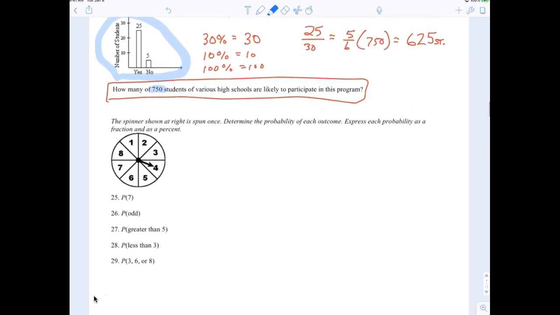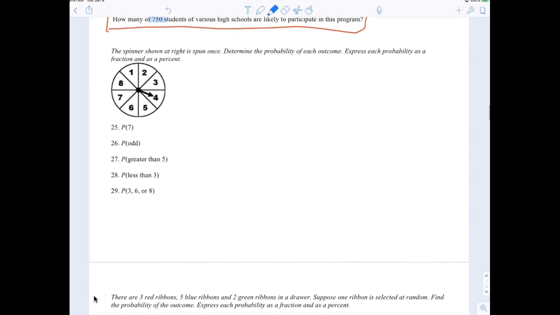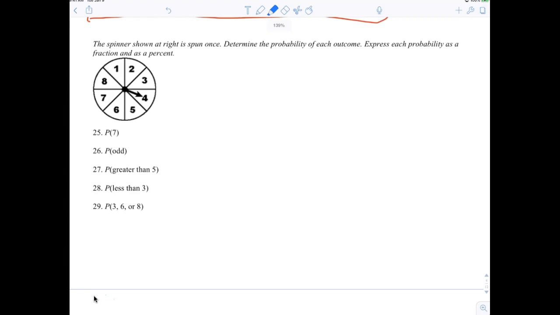All right, now let's look at 25 through 29. Let's just go around the room on this. Leighton, what's the probability of getting a 7? What's one out of 8? Right, exactly.